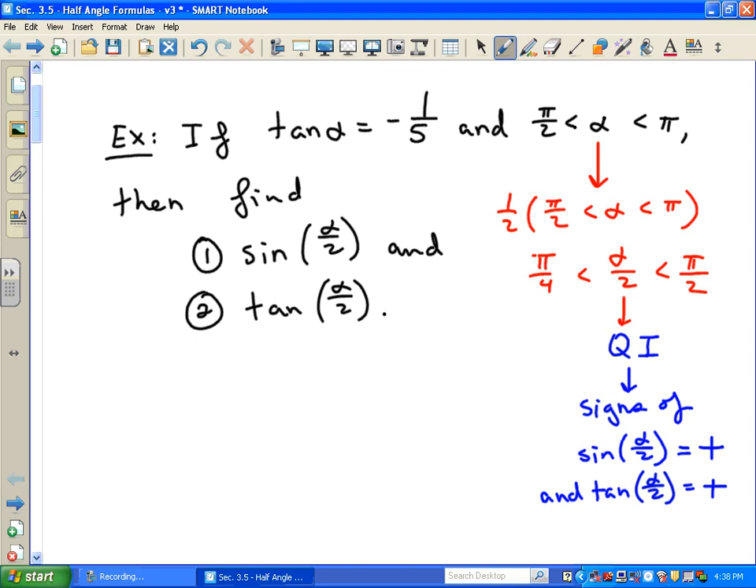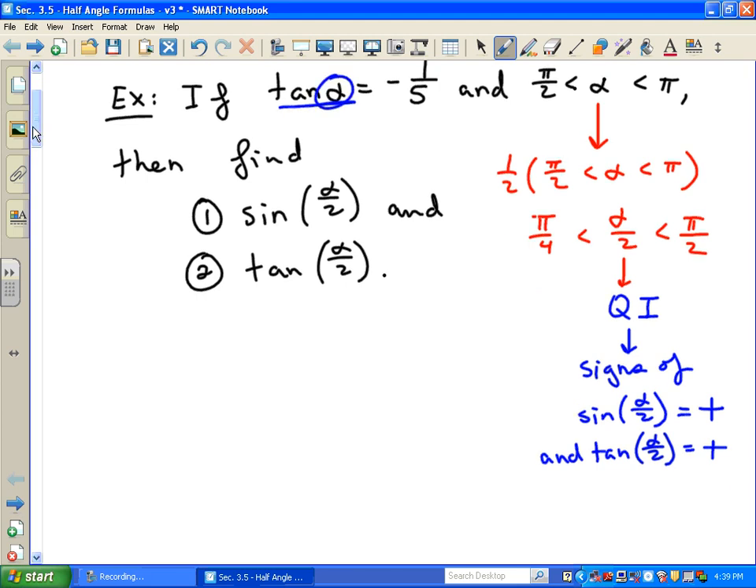Alright, so let's go and draw our triangle based on what we know about tangent. Now do be careful, tangent is for the single angle. So let's draw that triangle. It's telling us that our single angle by itself is in quadrant 2. So alpha by itself is in quadrant 2. That being the case, the triangle is over here. Tangent being negative 1 over 5 means that my 1 is positive and my 5 is negative. And then I can figure out my value for r.